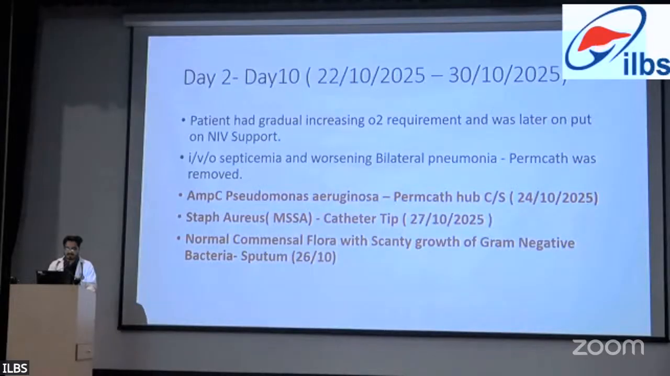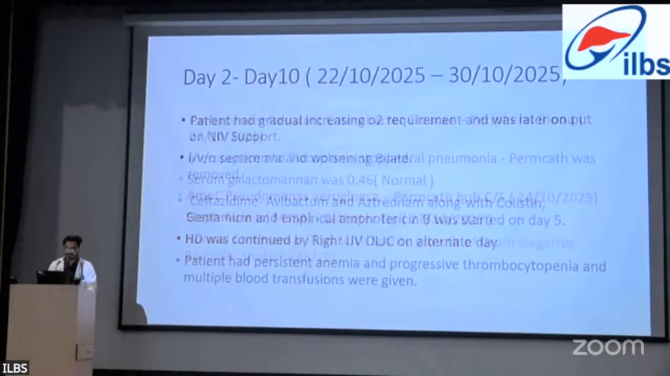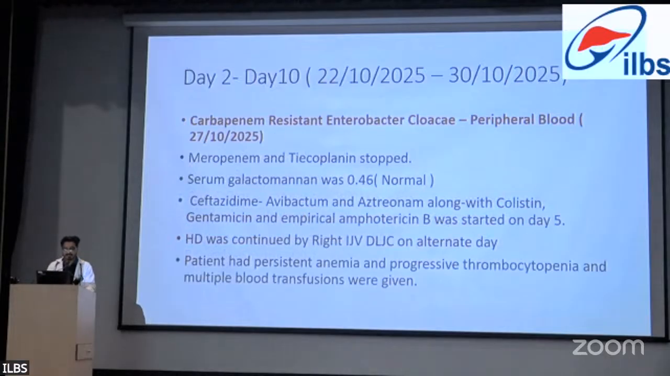Sputum showed gram negative scanty bacteria growth and normal commensal flora growth. However, from the peripheral blood, carbapenem resistant Enterobacter cloacae was isolated on 27th, and so patient was shifted to ceftazidime avibactam and aztreonam along with colistin, gentamicin, and empirical amphotericin B was started on day 5 in view of multiple bilateral patchy pneumonia. Galactomannan was 0.46.